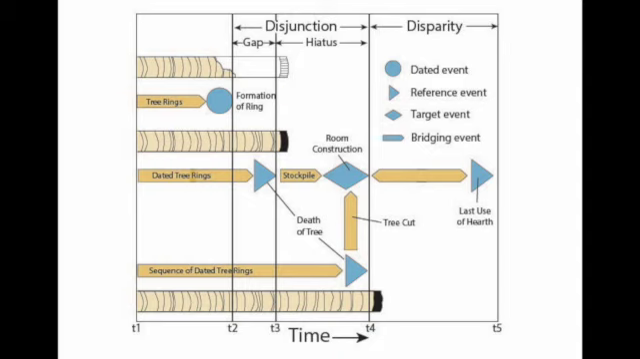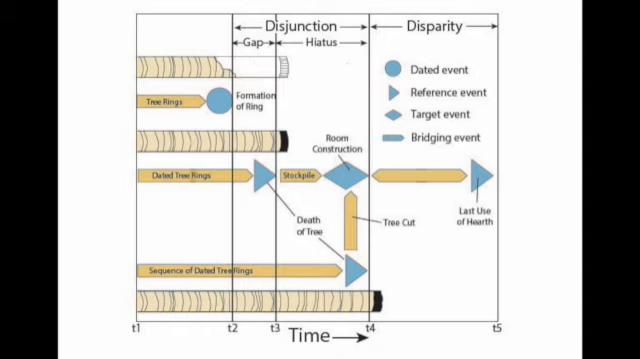But most of the time, there is another source of disjunction that results from the outer rings not being preserved. Rings may be missing because of woodworking, or because of burning, or just poor preservation. Dean calls this difference between the dated event and the reference event a gap. And the combination of gap and hiatus makes the disjunction.